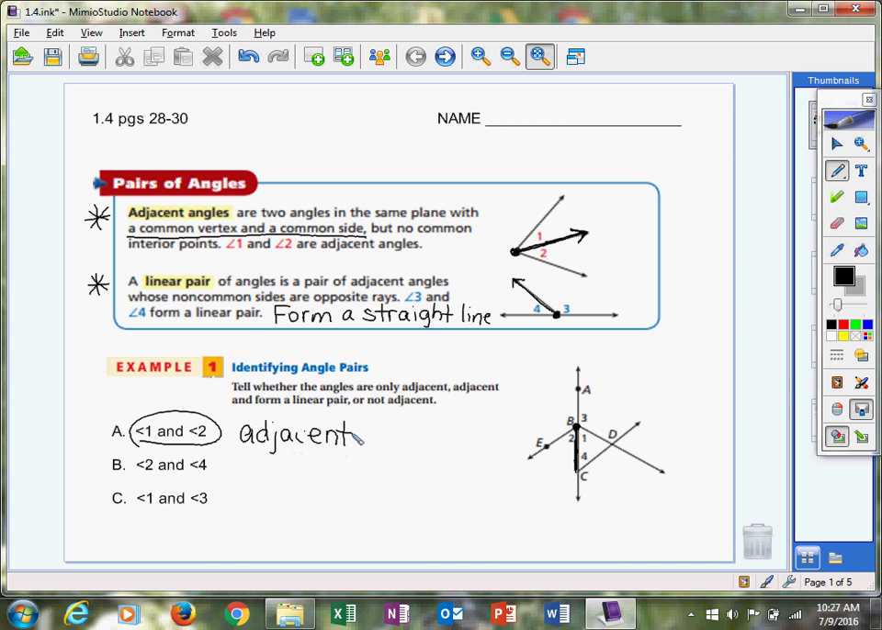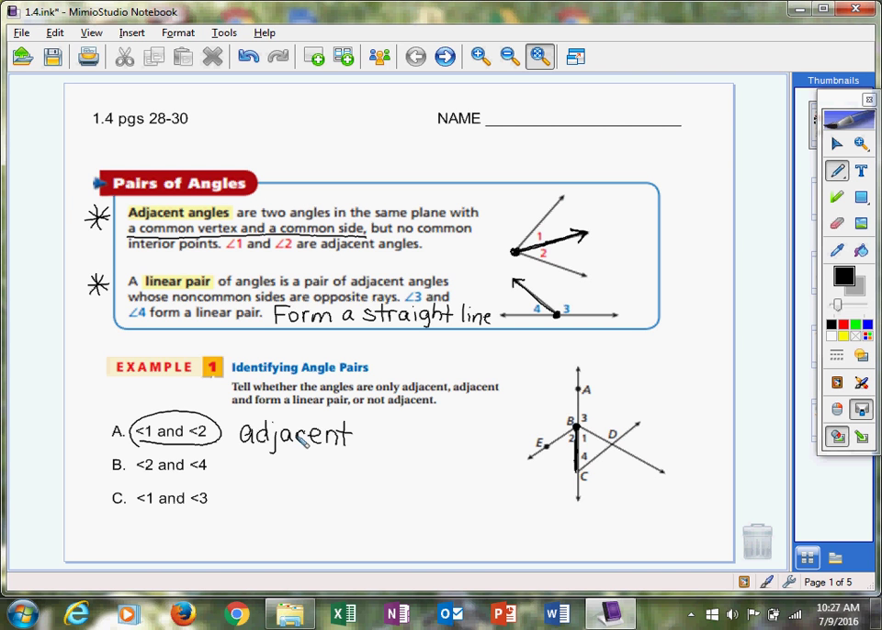They have to share a common vertex and a common side. If they do not share both, they are not adjacent. If they only share one and not the other, they're not adjacent. They have to have both to be adjacent.